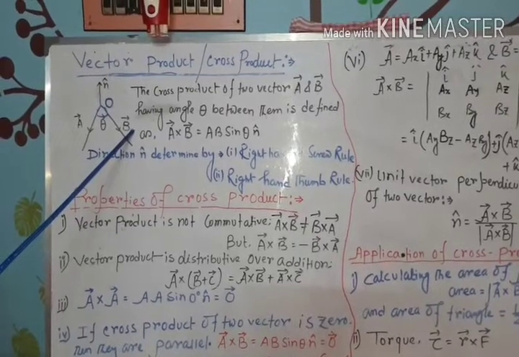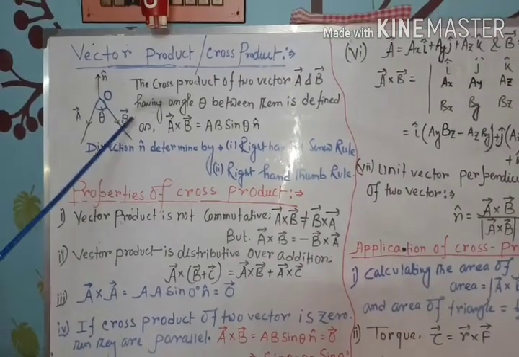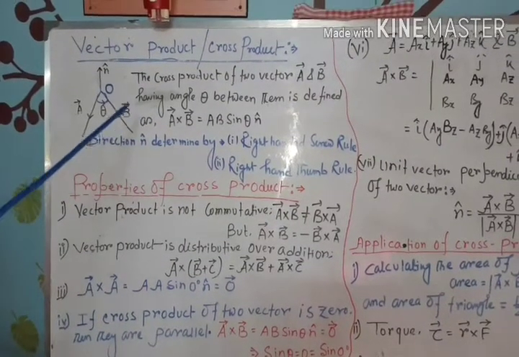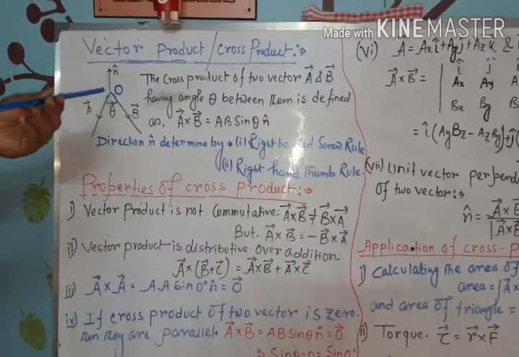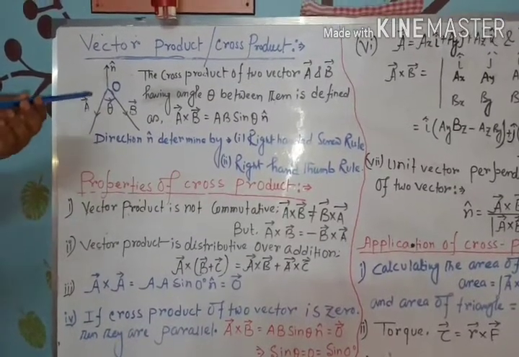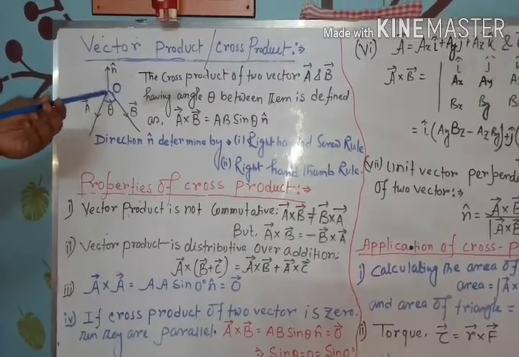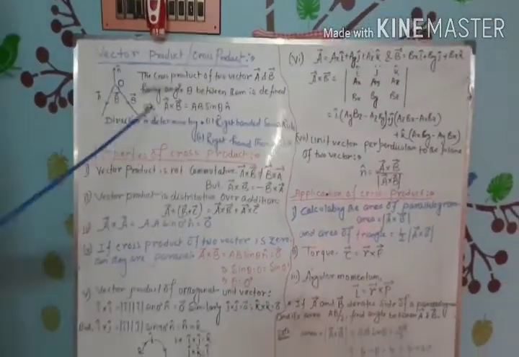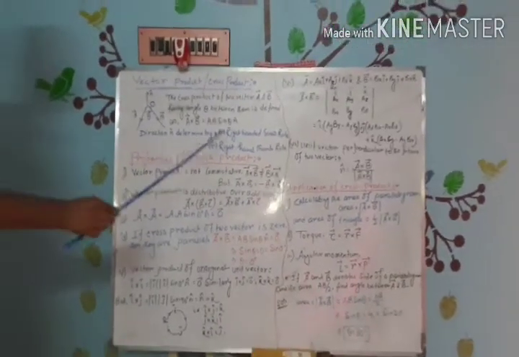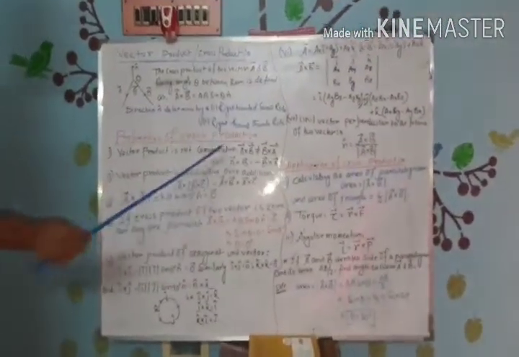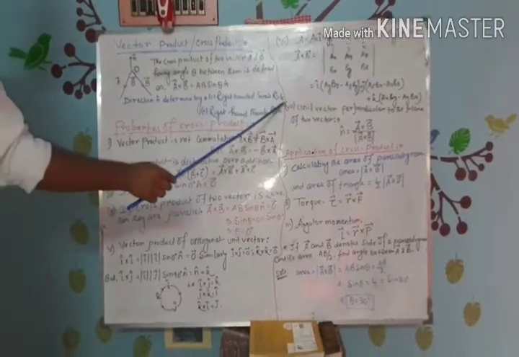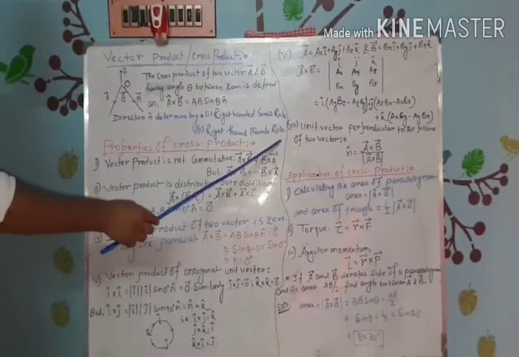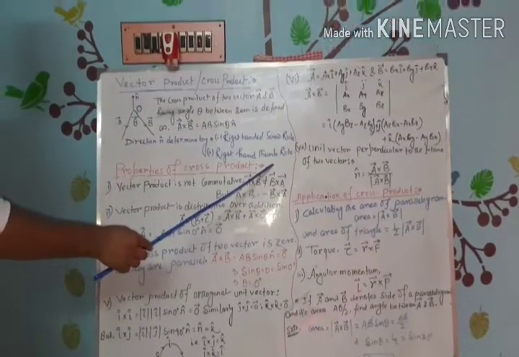Okay, and remember one thing, this perpendicular may be in two directions. The n cap may be perpendicular to this whiteboard and directed outward, or perpendicular to this whiteboard and directed inward. In which direction the n cap is, to know this we have to know two different rules. Number one, the right hand screw rule, and number two, the right hand thumb rule. By these two rules we can determine the direction of the cross product.